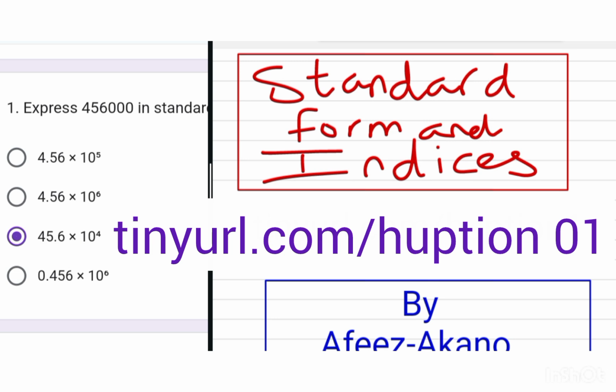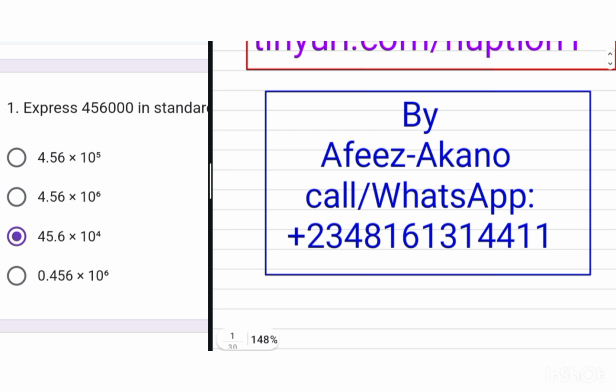Our topic for today is standard form and indices. You can have access to this question we are solving today by visiting tinyurl.com/option01. Standard form is a way of writing numbers in the form a times 10 raised to the power n. We can achieve this by moving our decimal point to the right if the number is less than 1 and to the left if the number is greater than 1.